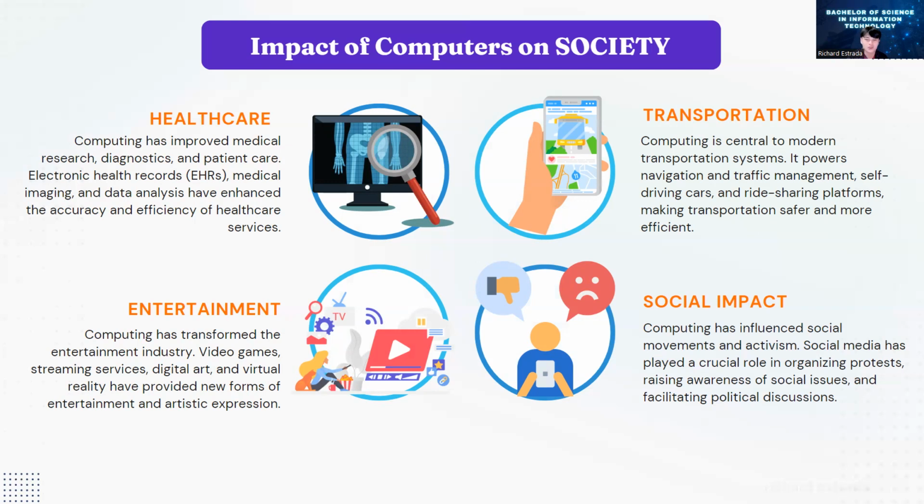And of course, entertainment: YouTube or TikTok or Facebook or any other entertainment applications that we can use now. It transforms the entertainment industry. Right now, video games, streaming services, digital art, and virtual reality have provided new forms of entertainment and artistic expression. And of course, when it comes to social impact, computers have influenced social movements and activism. Social media has played a crucial role in organizing protests, raising awareness of social issues, and facilitating political discussions. So it's actually easier now to spread information using this technology.